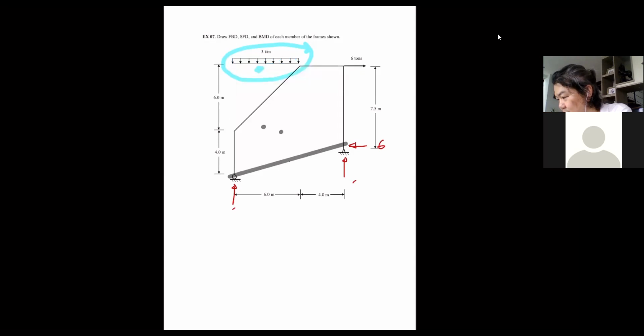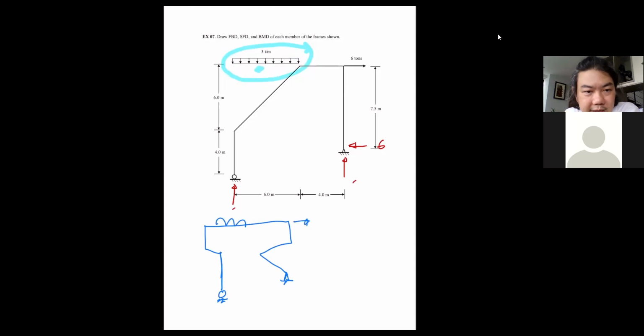I'm going to remove this. Okay. I can change the shape of the frame into something like this. As long as the reactions are in the same location, like this, and the load is the same, just like this one, I will always get the same reactions, regardless of the shapes I'm dealing with.